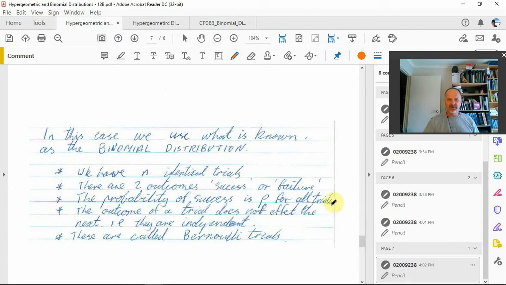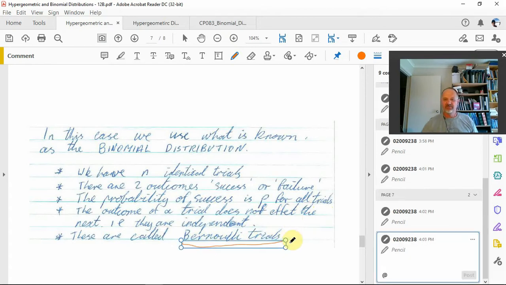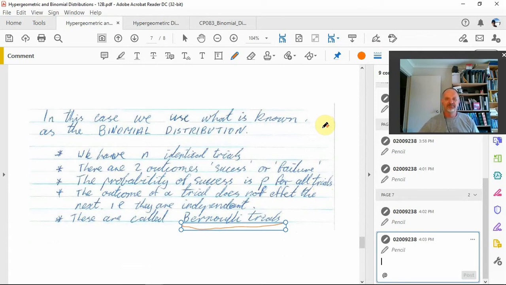The probability of success, p, is the same for all trials, so it doesn't change, and I showed you an example of that. The outcome of a trial does not affect the next, so they're independent, and these are called Bernoulli Trials. Bernoulli was a mathematician who did other stuff as well, like the Bernoulli effect. So if you read Bernoulli Trials, for us, all it means is binomial distribution.